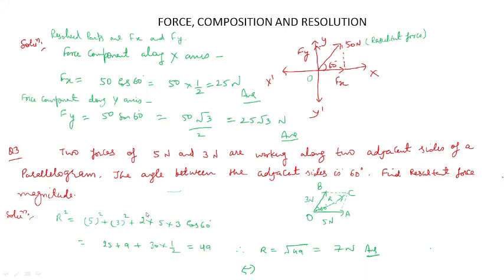So from the formula we can write R square is equal to 5 square plus 3 square plus 2 into 5 into 3 cos 60 degree. So when we solve it, it comes out to be 7 Newton. This formula, you know, is R square is equal to A square plus B square plus 2AB cos theta. Thank you.